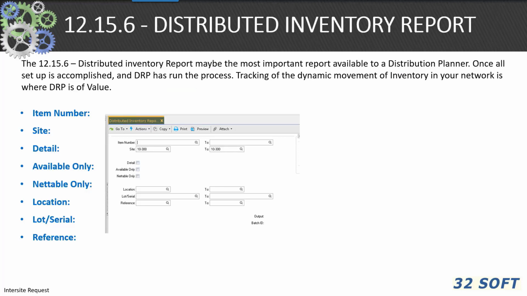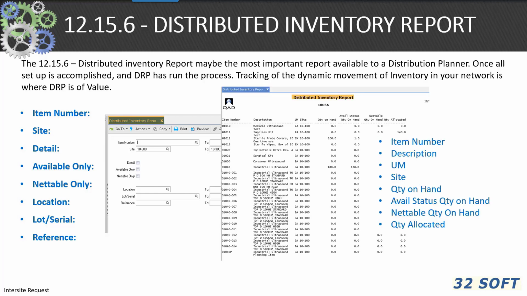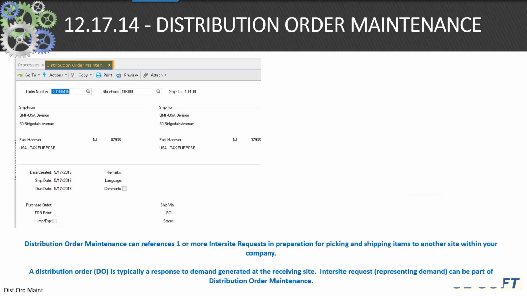12.15.6 distributed inventory. This may be the most important report available to a distribution planner. Once all the setup is accomplished and the DRP process is run and controlled, the tracking of the dynamic movement of inventory in your network is where DRP is of value. So this allows you to keep track of where all distribution inventory is.